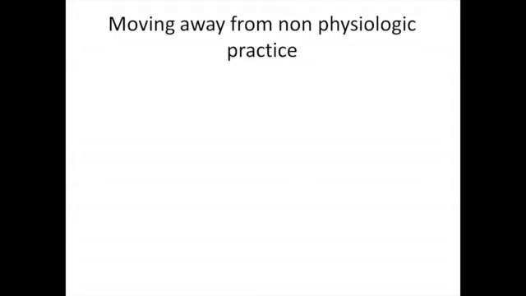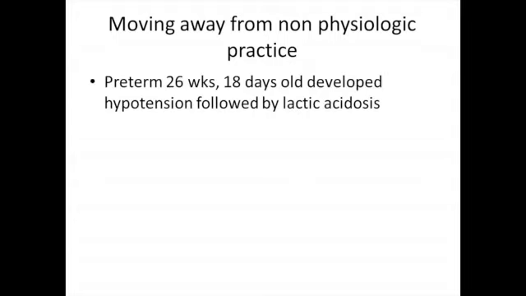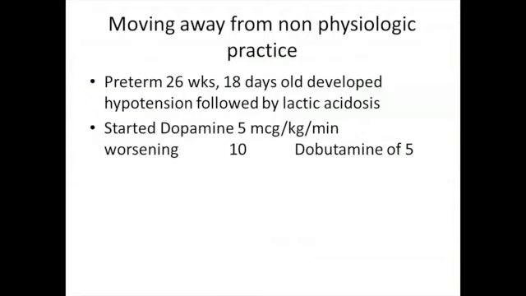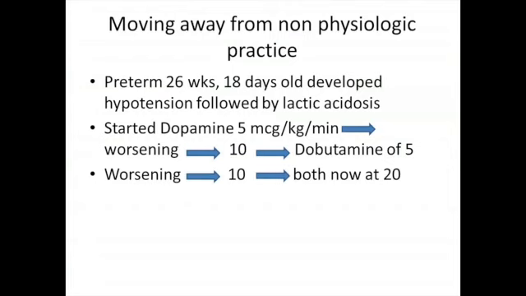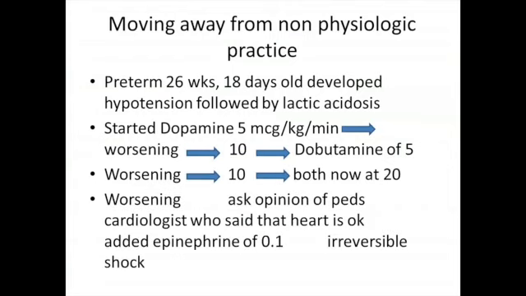So we are now moving away from non-physiologic practice. I'll just give you an example, which is kind of history in our physiologic approach. You have a preterm infant, 18 days old, who developed hypotension followed by lactic acidosis. You started dopamine at 5 mics per kg per minute, and then because of worsening acidosis and worsening of blood pressure, increased to 10, and then added dobutamine of 5, and then increased to 10, and both of them at 20, with worsening of blood pressure.